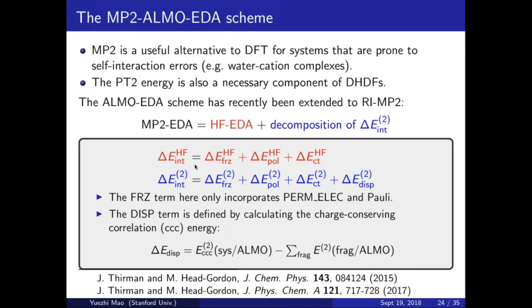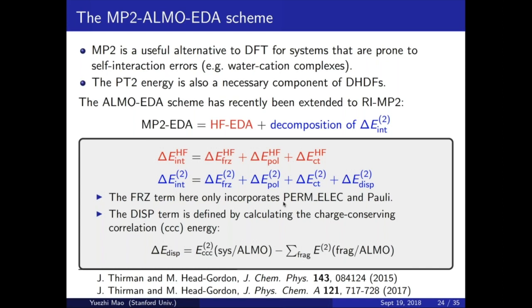And also the MP2 energy is a necessary component for the double hybrid density functionals. Recently the ALMO-EDA has been extended to the RIMP2 in Q-Chem, and so the MP2 EDA can be viewed as a sum of a Hartree-Fock EDA and a decomposition of the PT2 contribution to the interaction. For the Hartree-Fock EDA, it's done in the original ALMO-EDA scheme, and it's split into the frozen, polarization, and charge transfer contributions.